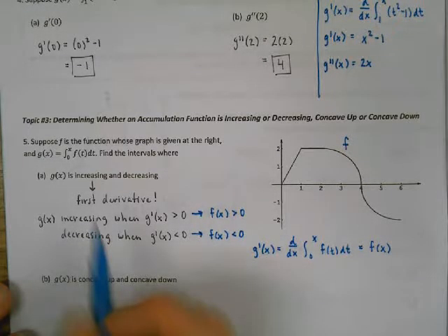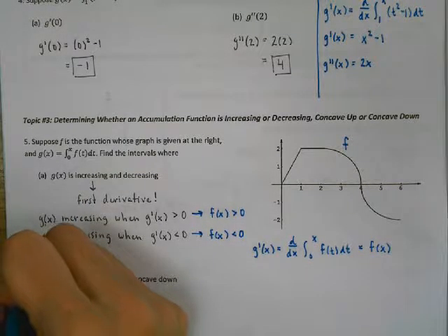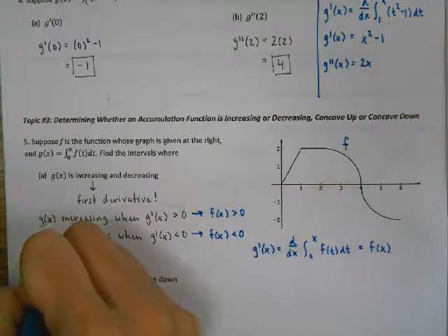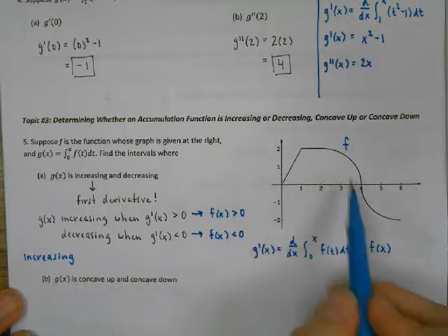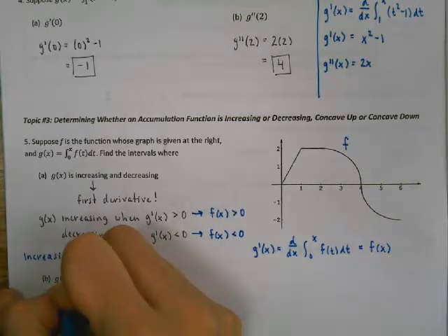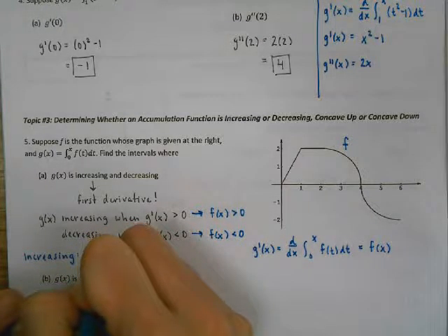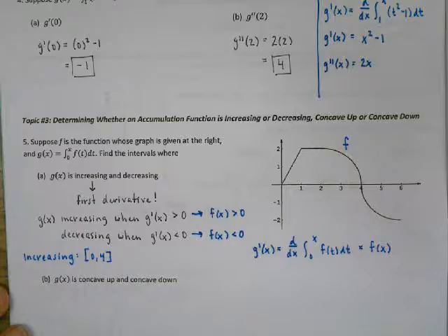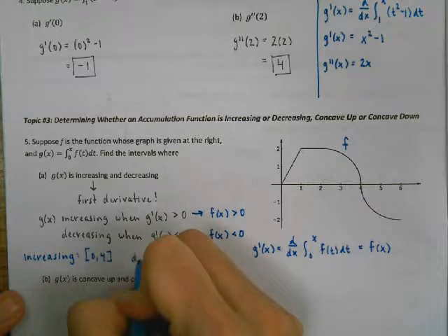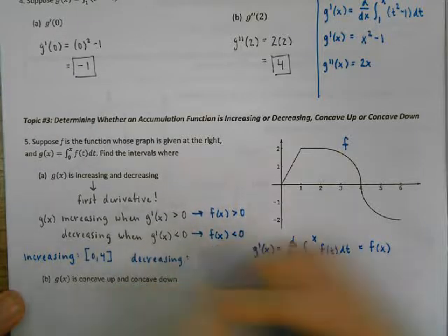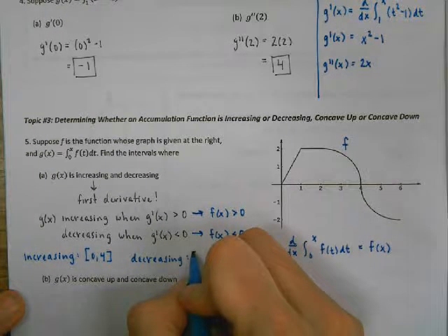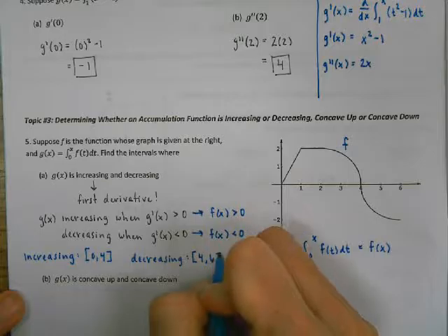So now using that, I know I'm increasing when f of x is greater than 0. So above the x-axis is going to be from 0 to 4. And I'm going to be decreasing then when I'm below the x-axis, or from 4 to 6.